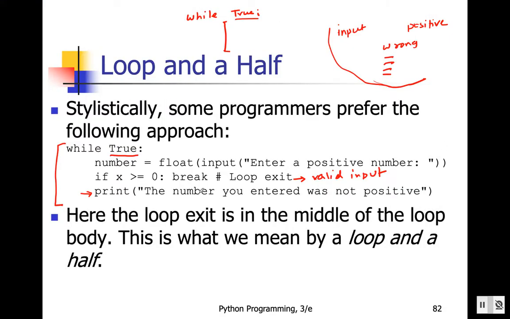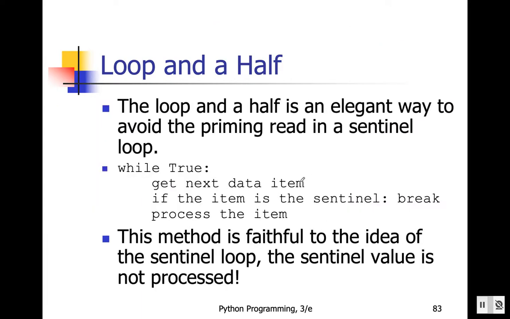So this is another use of the break statement, because a break statement means an immediate exit from the loop. This example is known as a loop and a half, and it's an elegant way to avoid the priming read of the sentinel loop. Instead of the sentinel loop, we can use this loop and a half. With a while true condition we continue the loop, but if the item is the sentinel value, we break; otherwise, we process the item. This method is just an alternate way to write a sentinel loop.